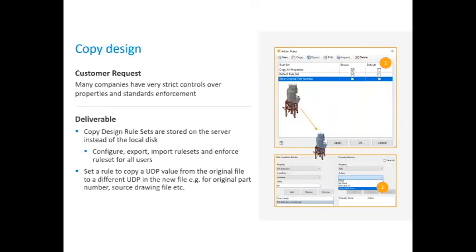But the nice thing is now, during a copy design, we can transfer or convert title to description or vice versa, or any of those other properties. We can create rules there to map those properties over in the copy design process.